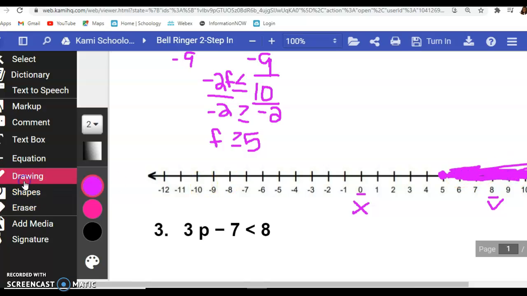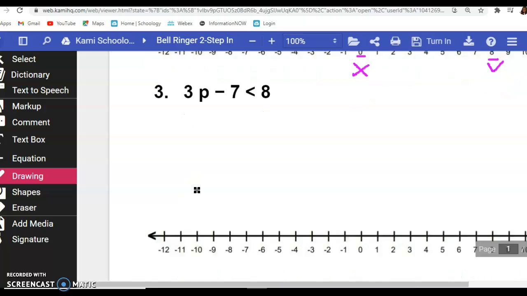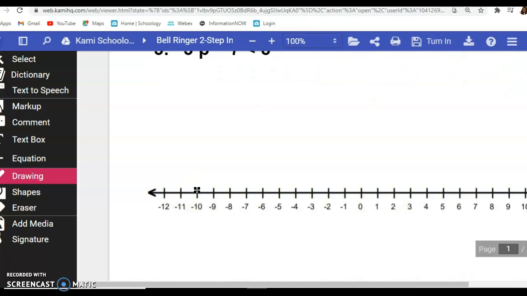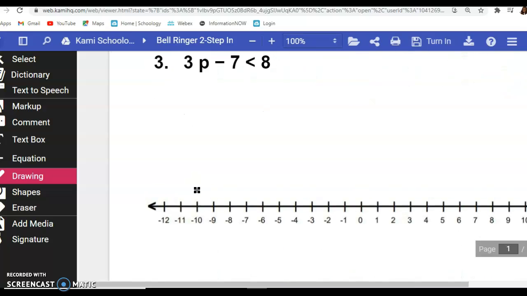And I always try to, I didn't do it this time, but just so that we can really see your dot, probably make it a different color. Okay? If it's not an open circle, just so that we can see the dot better.